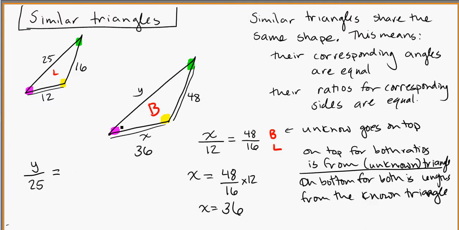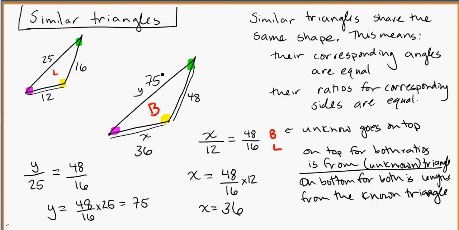And we can use another ratio using two sides that are known. So y from the big triangle, so I'm going to use 48 on top, is similar to 16. And in this case, y is equal to 48 over 16 times 25, which is equal to 75. Again, 25 times 3 gives us 75, so this bigger triangle is in fact 3 times bigger.